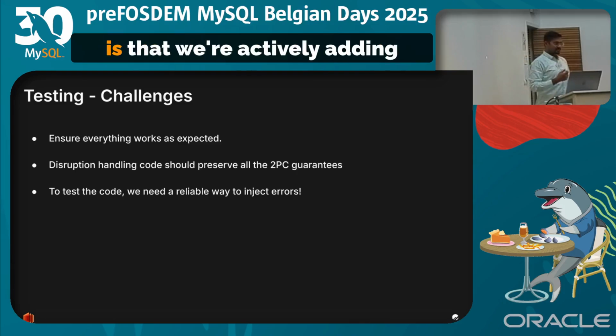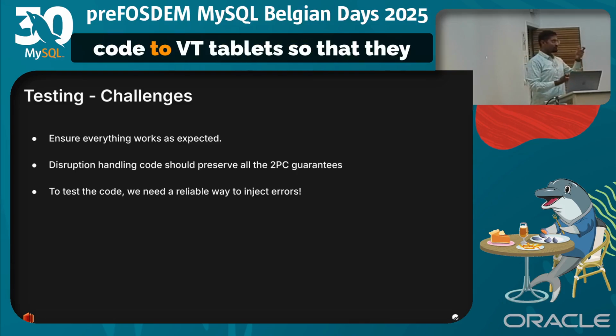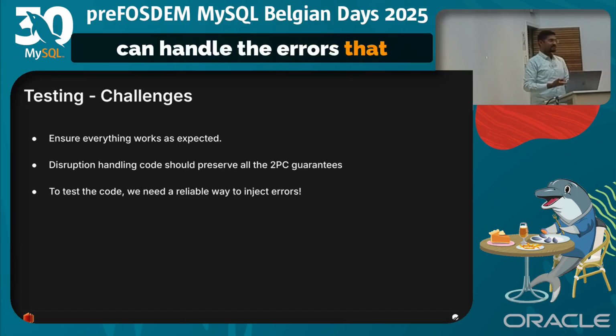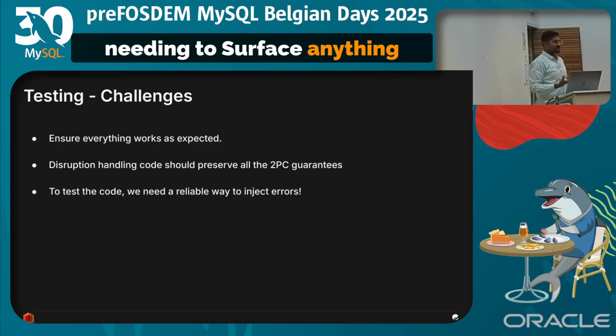Now, one thing that's happening is that we're actively adding code to VT tablets so that they can handle the errors that happen internally without needing to surface anything up to the VT gate.